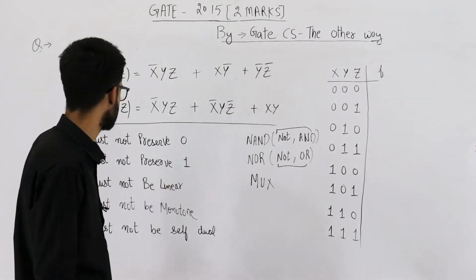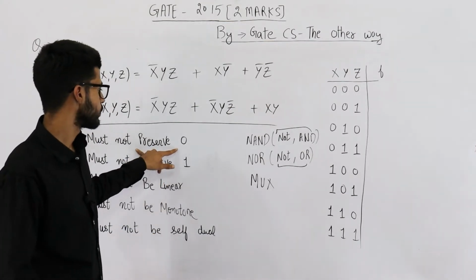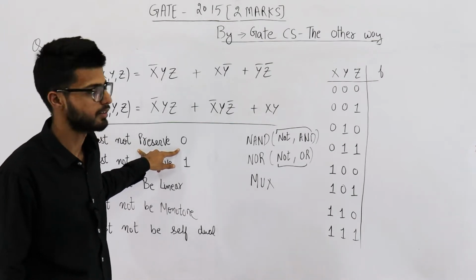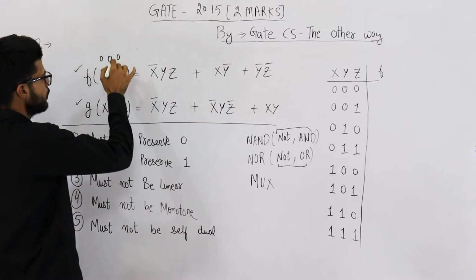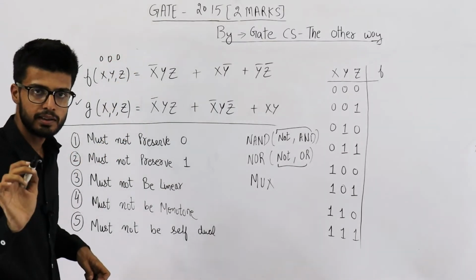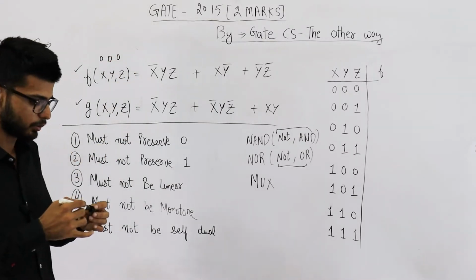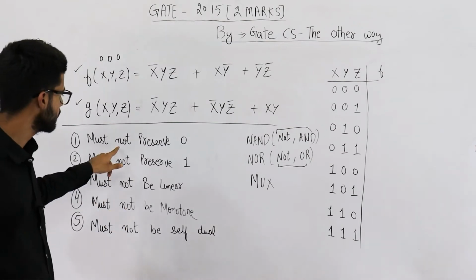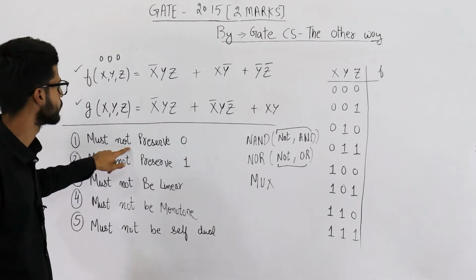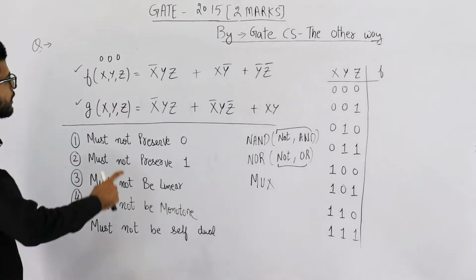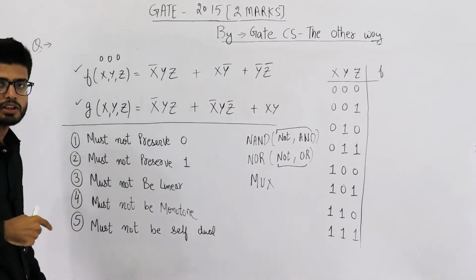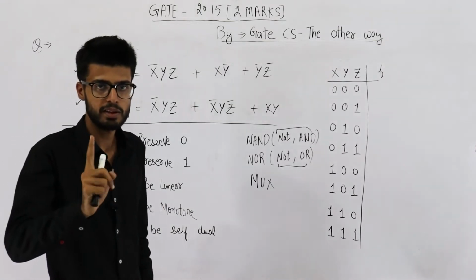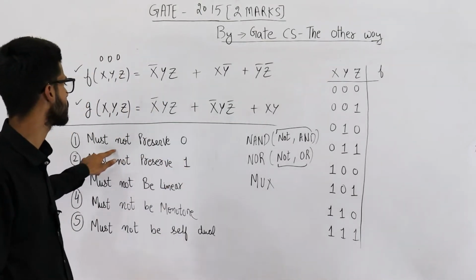What are these 5? Preserves 0. A function preserves 0 means on the input 0, 0, 0, if I input 0, 0, 0, output must be 0. In that case, we say it preserves 0. But the condition is it must not preserve 0. That means if on input 0, 0, 0, both the functions output 1, only in that case we will say it does not preserve 0.